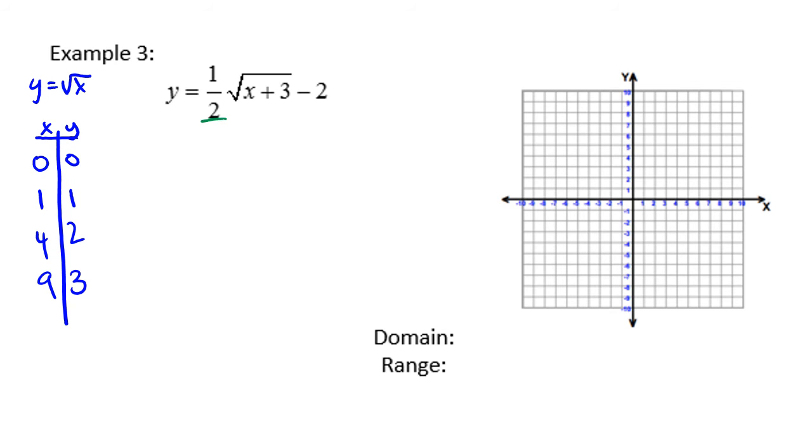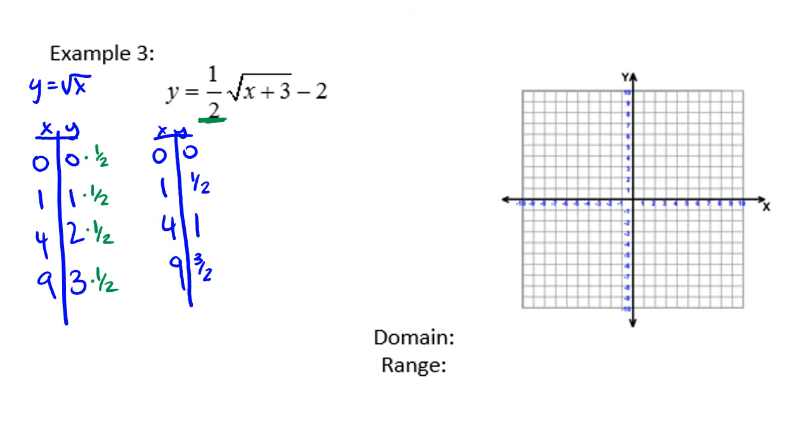Let's start off with our first value. Our vertical stretch says 1/2. So I'm going to times all my vertical values, my y values, times 1/2. That creates our secondary table. We end up with 0, 0, 1, 1/2, 4, 1, 9, and 3/2. So we do have a fraction in there.